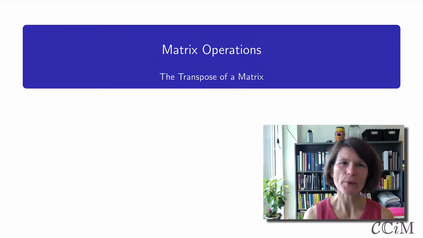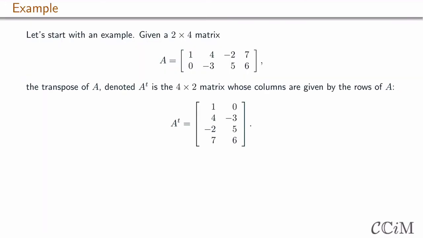Let's learn about the transpose of a matrix. Let's begin with an example. Given a 2x4 matrix A, so a matrix A that has 2 rows and 4 columns, the transpose of A, which is often denoted with an A with a T next to it, is a 4x2 matrix. So 2x4 becomes 4x2, whose columns are given by the rows of A.